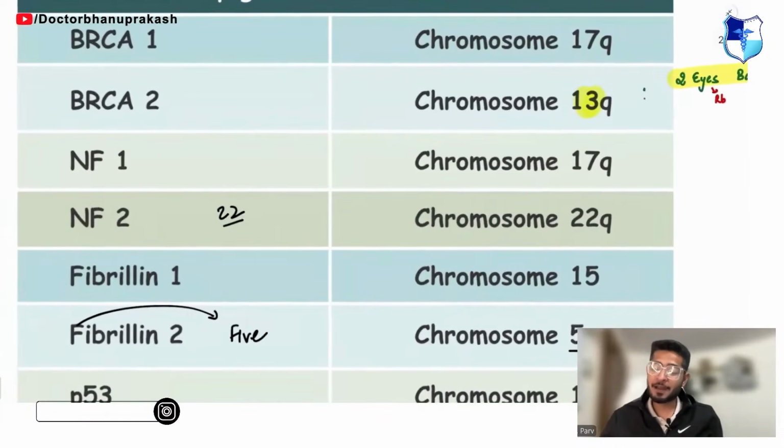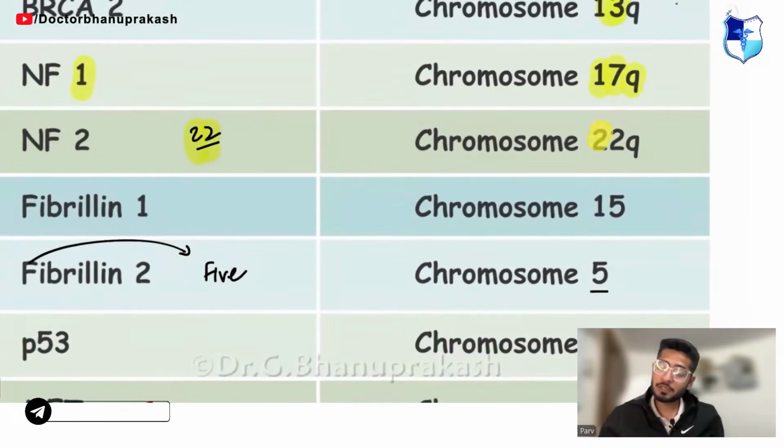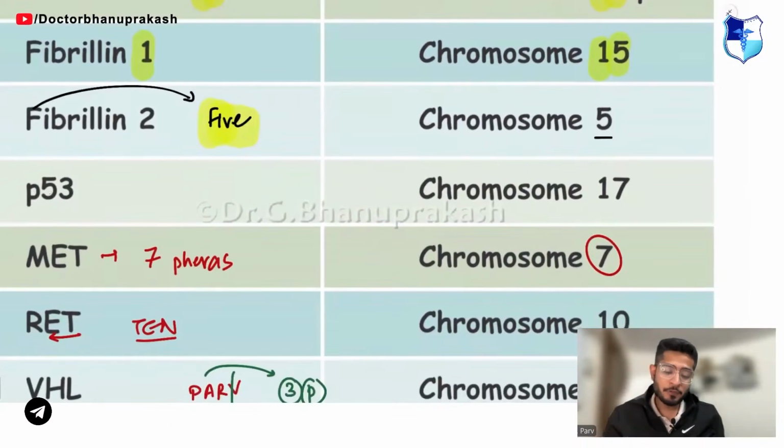Coming on to NF1. I have told you, anywhere you see 1, you have to write 17. NF2: from the 2 you can remember 22, that is chromosome 22. Fibrillin 1, I have told you, is 15, and fibrillin 2 is going to be 5. So 15 and 5, this you have to remember. P53, I've told you 5 plus 3 is 8, but you have to remember 17.